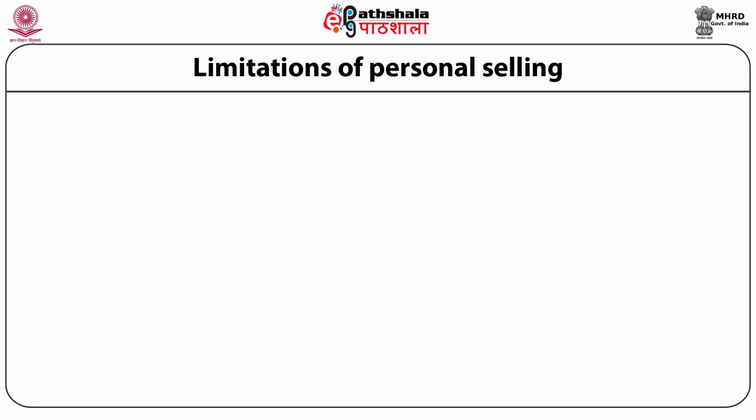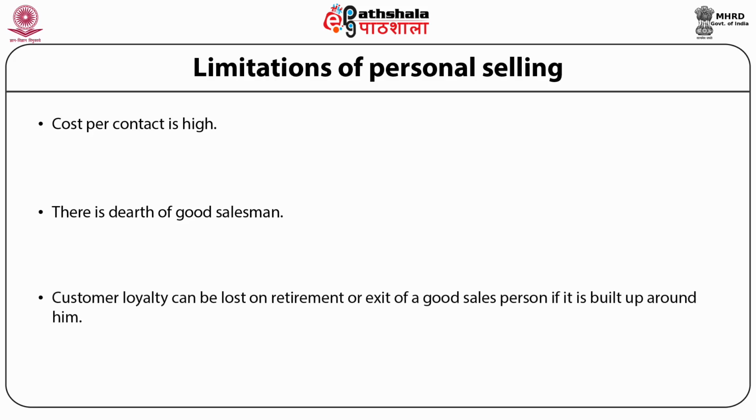Personal selling also suffers from certain limitations. That is, personal selling may not provide good results or the advantages which we have talked about, as the cost per contact is very high in the case of personal selling. Moreover, there is a dearth of good salesmen. We cannot find a good salesman easily. Moreover, customer loyalty may be lost on retirement or exit of a good salesperson if this loyalty is built up around him. So when the salesman leaves the organization due to retirement, we may lose our very loyal customers too.